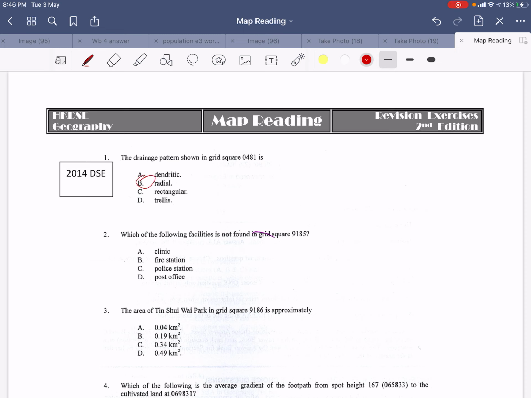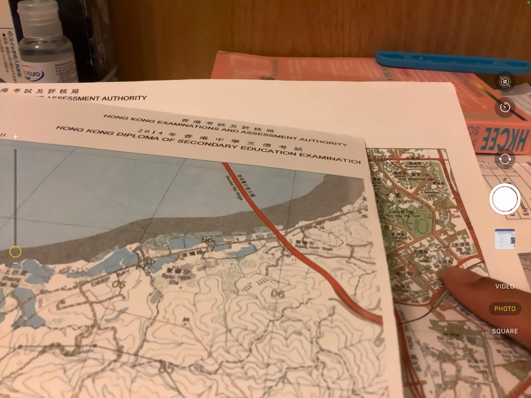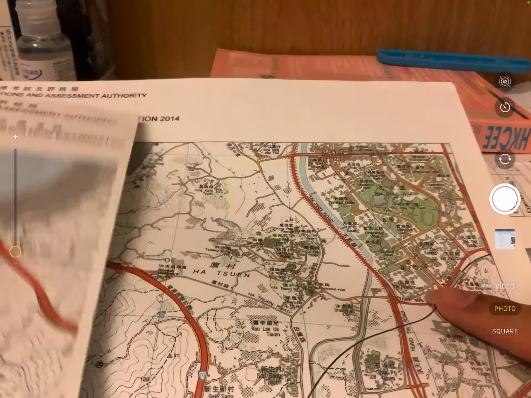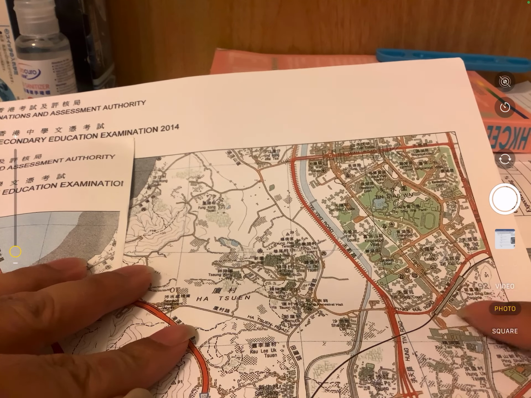Okay, because you can find the police station and also the, sorry, I have made another square in it. It should be this one. Wait a minute. It should be this one. Okay, let me take this out, and then yeah, can you see? You cannot see any kinds of clinic right here.